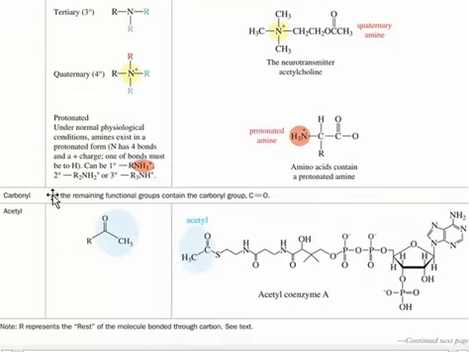The rest of the functional groups listed in Table 4.4 contain a carbonyl group, a carbon doubly bonded to an oxygen atom. The acetyl group is a carbonyl carbon bonded to a methyl group. The acetyl group has 2 carbon atoms, like acetic acid has 2 carbon atoms. Acetyl coenzyme A has an acetyl functional group.